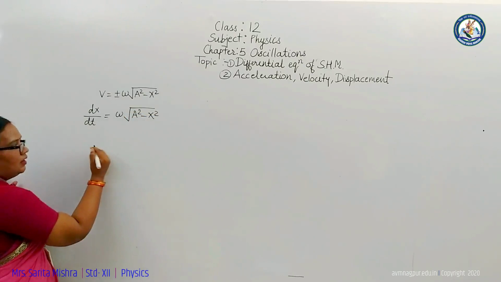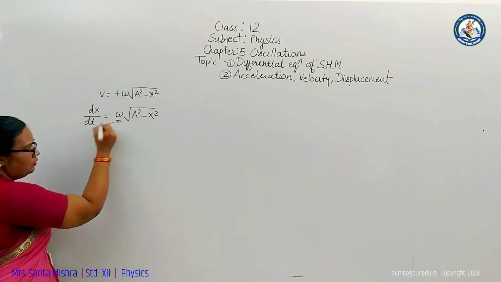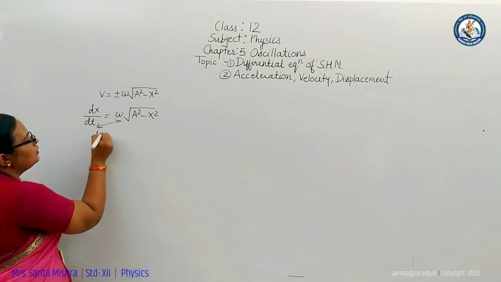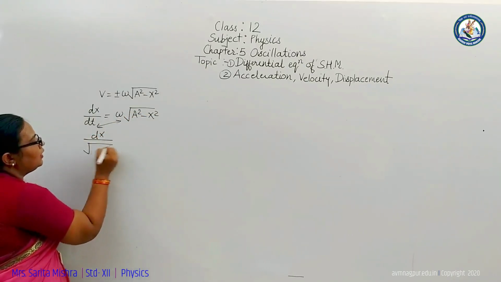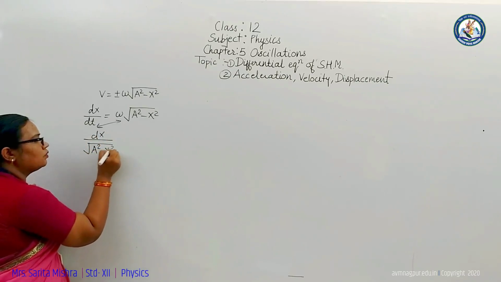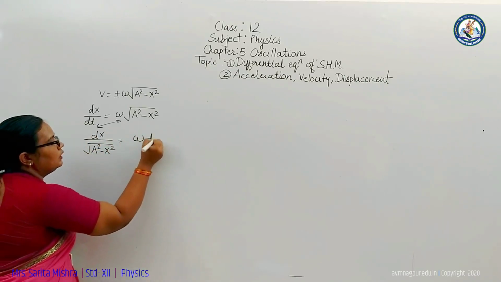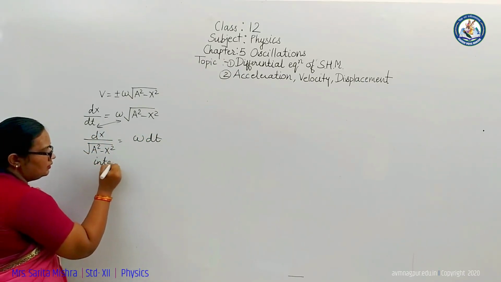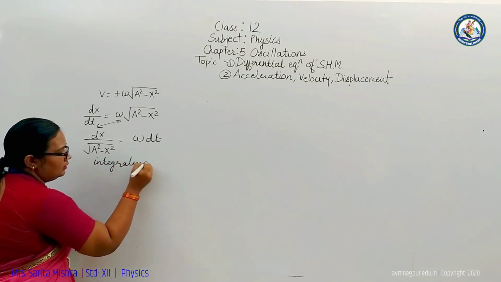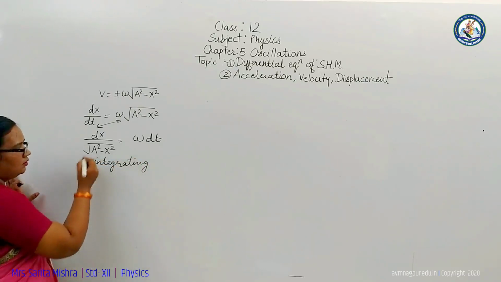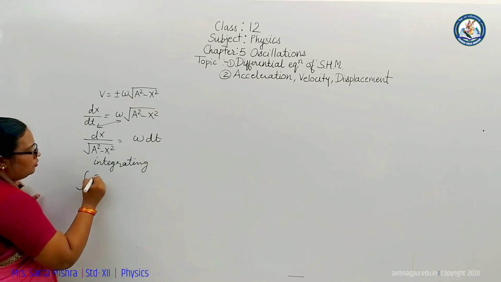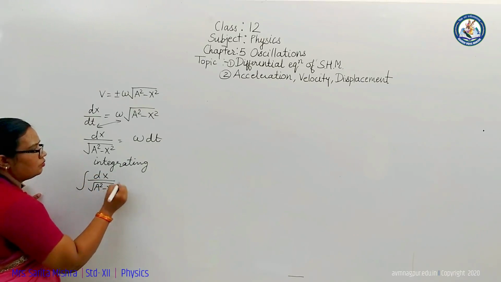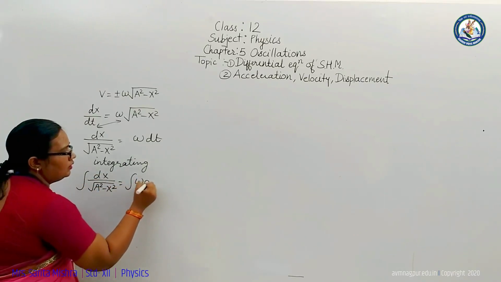Omega under root a square minus x square. Now again, by doing certain mathematical arrangement, dx upon under root a square minus x square equals omega dt. Now integrate again, integrating on both sides. This changes to integral of dx upon under root a square minus x square equals integral of omega dt.